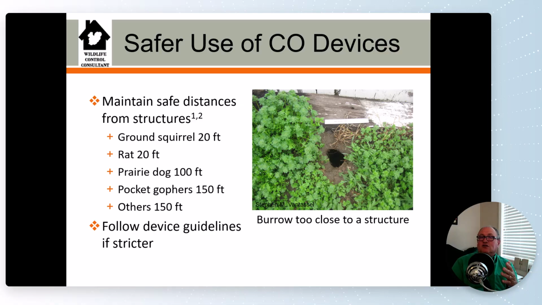I just think these are reasonable. They're not too excessive. We can tweak around, do you really need to give 100 feet for a prairie dog burrow? We could debate that. But nevertheless, I think it's probably a good idea to follow these guidelines so that way you are making sure no carbon monoxide from your treatments is getting into that structure.